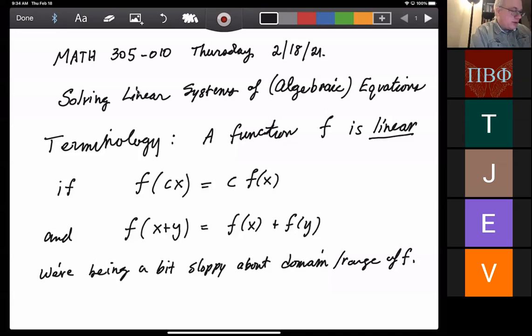A function where some constant times the argument, you can take that multiplicative constant out in front. All right, so something like f takes x to 7x, right? That's a linear function. So f of x equals 7x would be another way of representing that function.